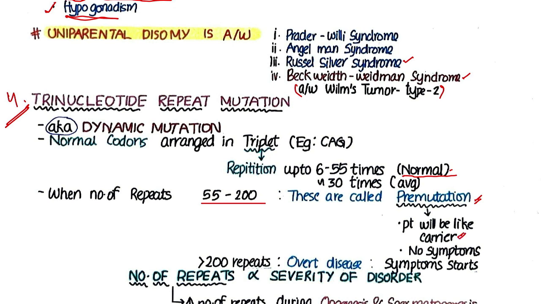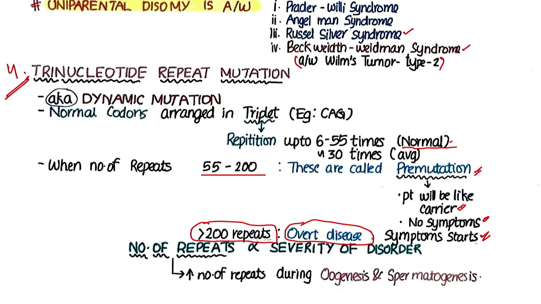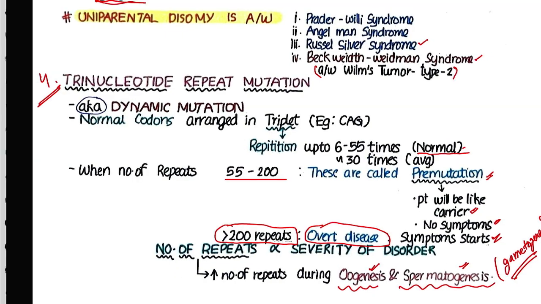The patient will be a carrier, there will be no symptoms. But as soon as the repeats go more than 200, there will be overt disease. The symptoms will start appearing. Number of repeats is proportional to severity of disorder. Increase in number of repeats occurs during oogenesis and spermatogenesis, right? The time when repeats occur is oogenesis, spermatogenesis, or gametogenesis. We can also call it gametogenesis, right? This is trinucleotide repeats.